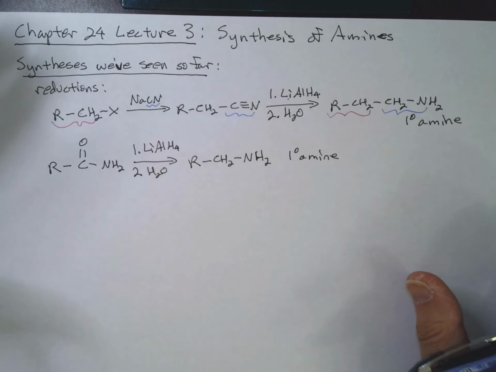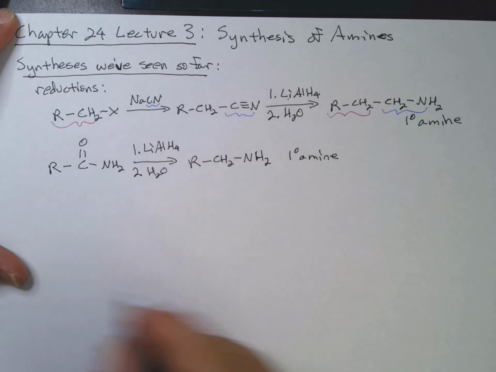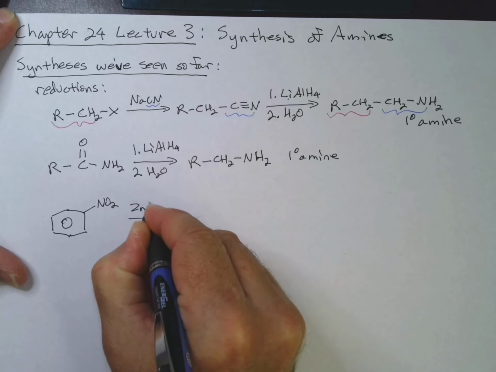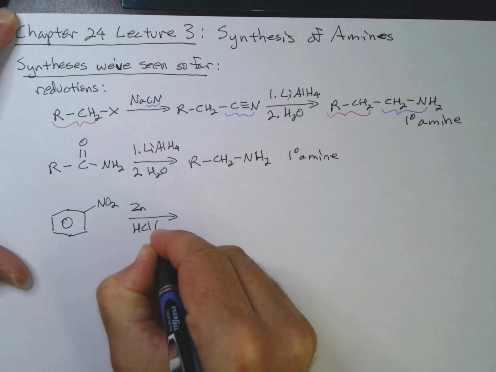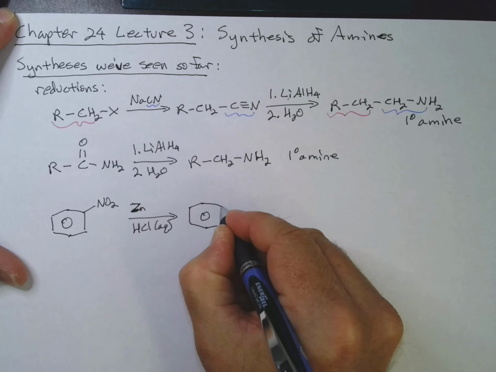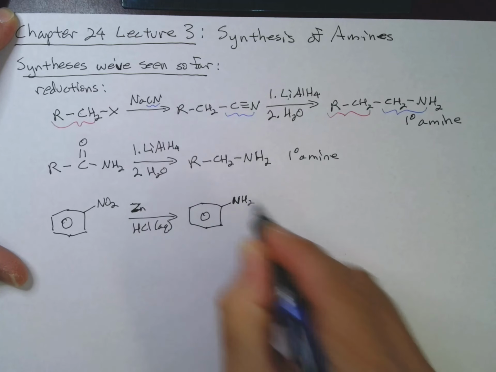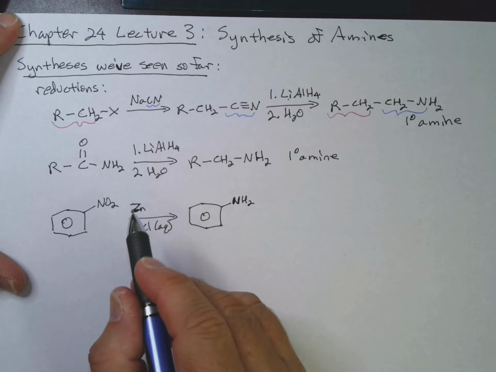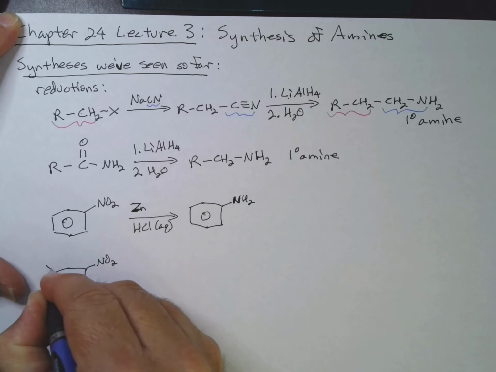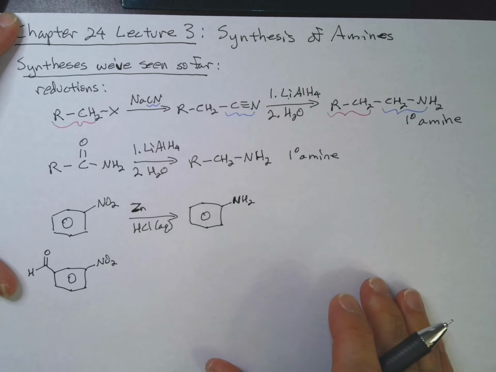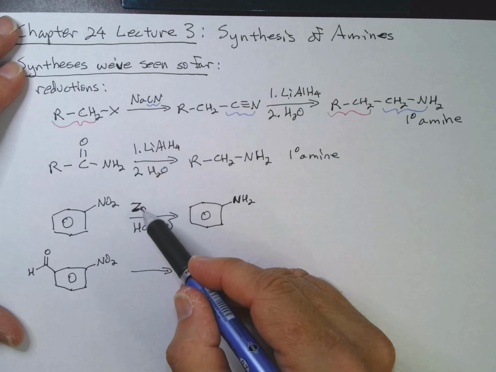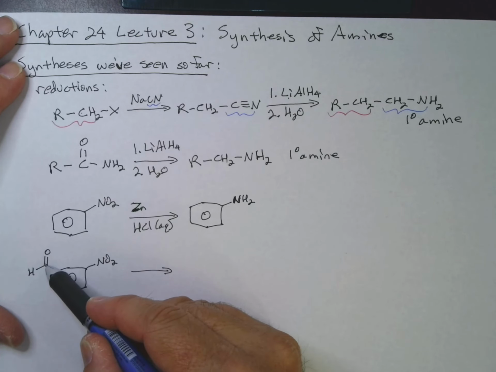All right, now we also saw a while ago, it was chapter 16, the reduction of nitro groups. So let's say we had the following. And we can use aqueous acid and a metal like zinc to go ahead and reduce our nitro group to an aniline. Now, this does lead us into some problems. For example, what if we had the following compound? Now, if we try to use zinc and HCl, that's pretty close to the Clemmensen reagent. So this is actually a pretty good reducing agent and would probably reduce our carbonyl as well.